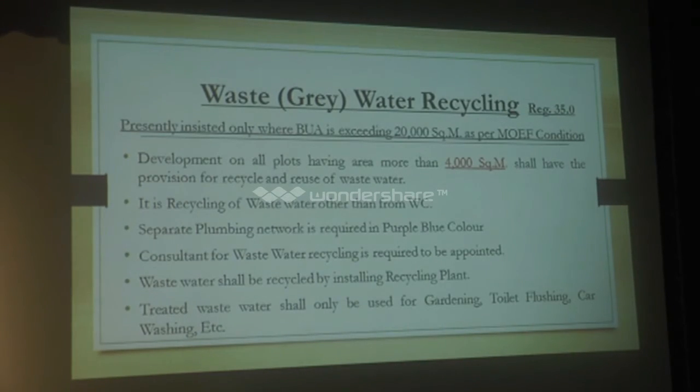Grey water recycling, regulation 35. Presently it is insisted only where built area exceeds 20,000 square meters as per MoEF condition. Now, plots of more than 4,000 square meters shall have to be provided with recycling and reuse of wastewater. It is recycling of wastewater other than WC water. A separate plumbing network is required in purple or blue color, and a consultant for wastewater recycling is mandatory. Wastewater shall be recycled by installing a recycling plant. Treated wastewater can be used for gardening, toilet flushing water, etc.